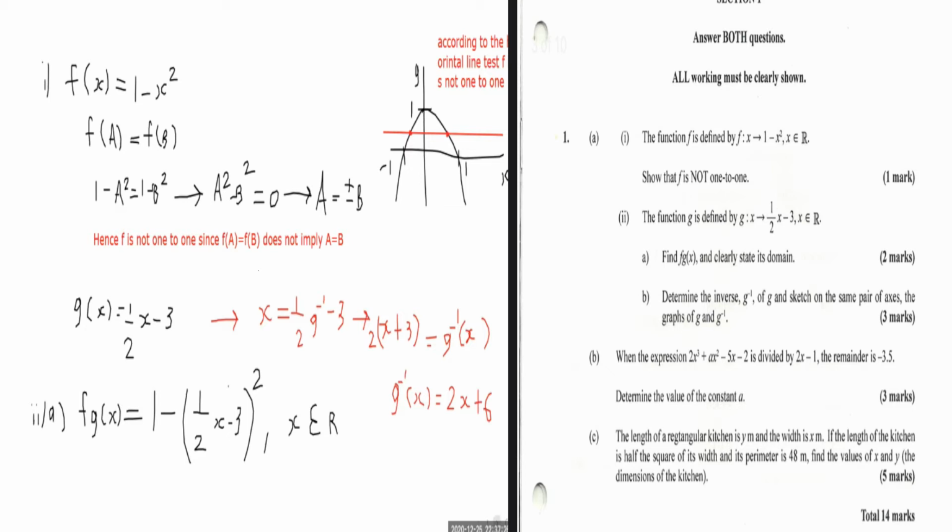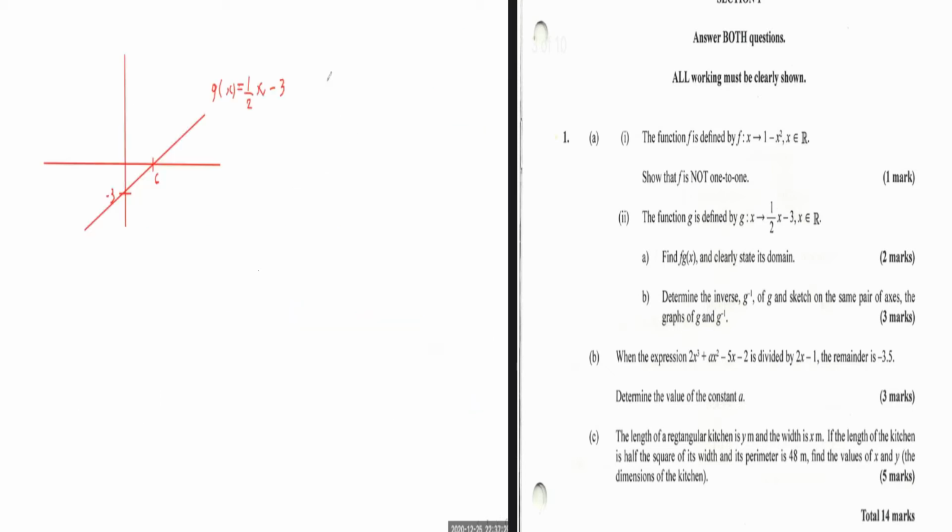That's g inverse of x, 2x plus 6. So we can go ahead and sketch that graph, 2x plus 6. Let's do it in a different color. 2x plus 6 means it cuts the y-axis at 6 and cuts the x-axis at -3. So gauging it, it looks something like this.